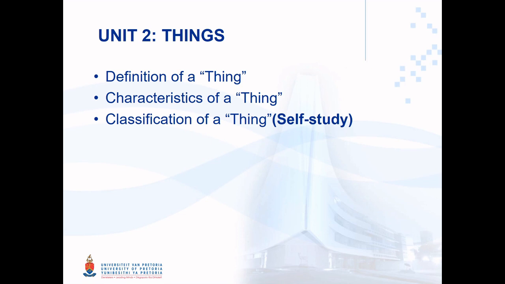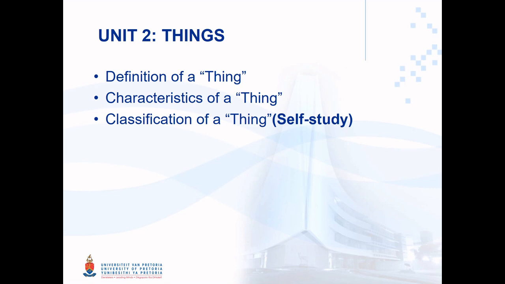The question around classification of things is really to determine what type of thing you are dealing with, because the type of thing that you are dealing with will determine the extent of the rights and also remedies that can be exercised and used for the protection of a right in the specific thing.